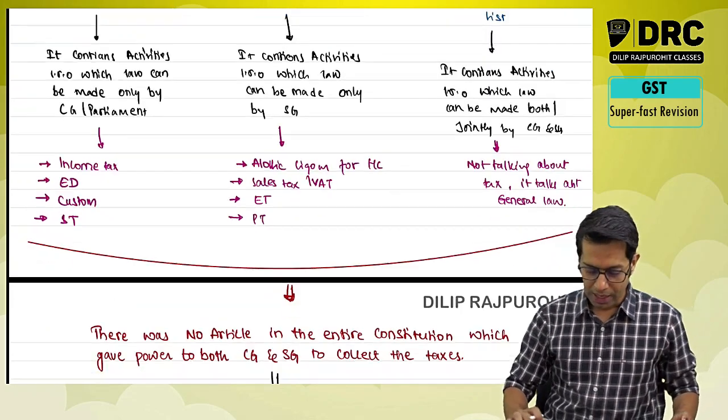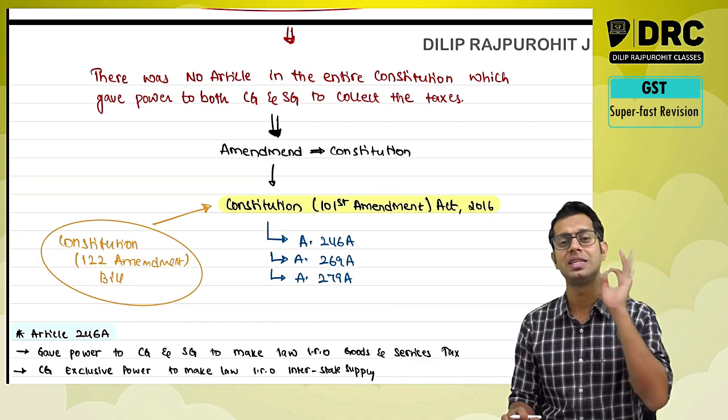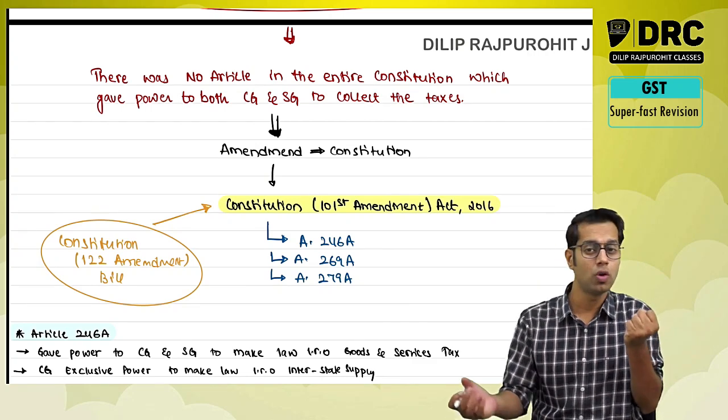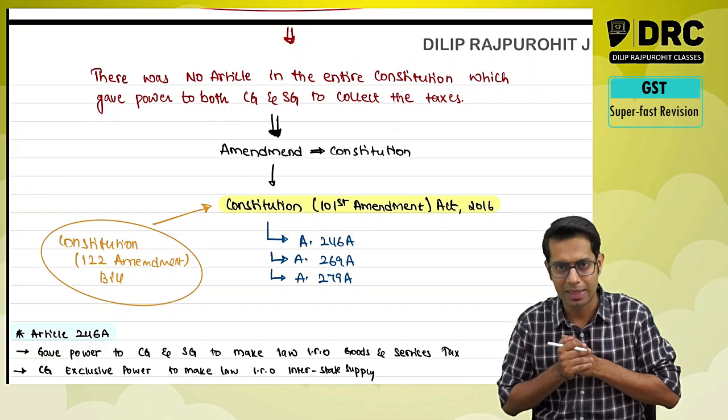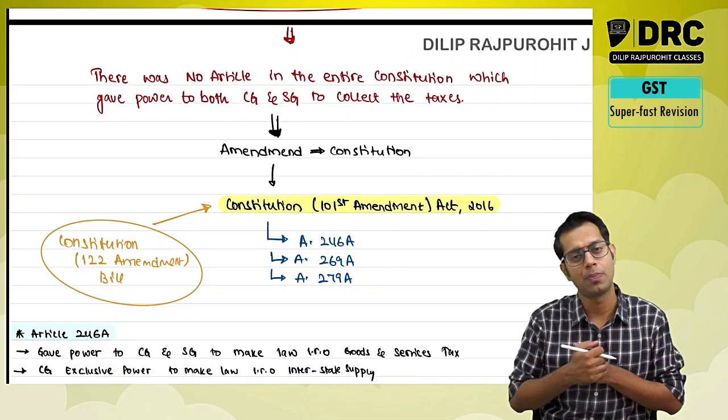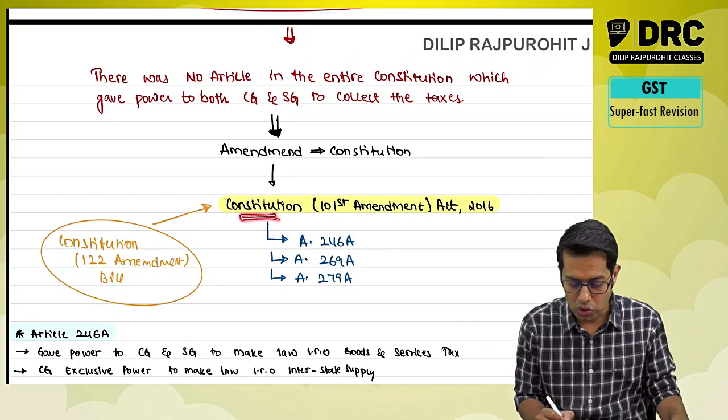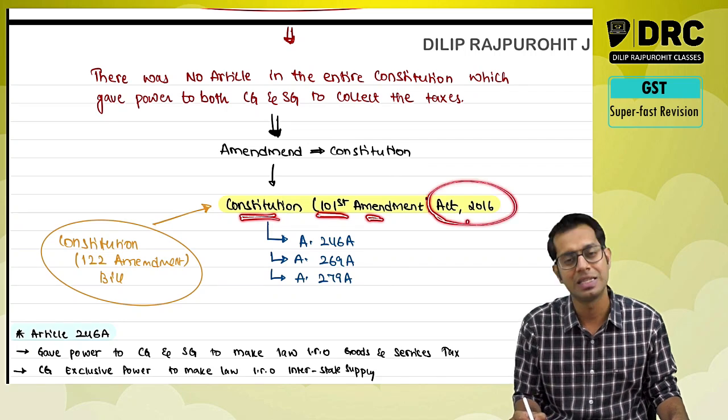and make the law. Now in our entire constitution, there was not even a single article which gave the power to both the central government as well as the state government to jointly come together and make law with respect to goods and services taxation. Therefore, an amendment was supposed to be made in our constitution. The Constitution's 101st Amendment Act 2016 came into existence.